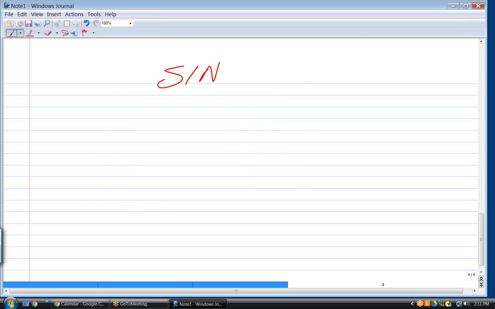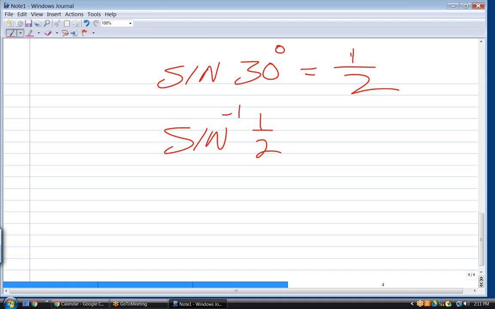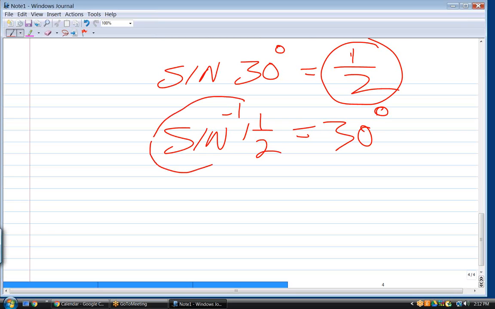Here, let's just talk about it for a second. If the sine of 30 degrees equals 1/2, by definition, the inverse sine of 1/2 equals 30 degrees. In other words, you switch the domain and range. Now, notice what's happening. When we take a trig function of an angle, we get a ratio. When we take an inverse trig function of a ratio, we get the angle.